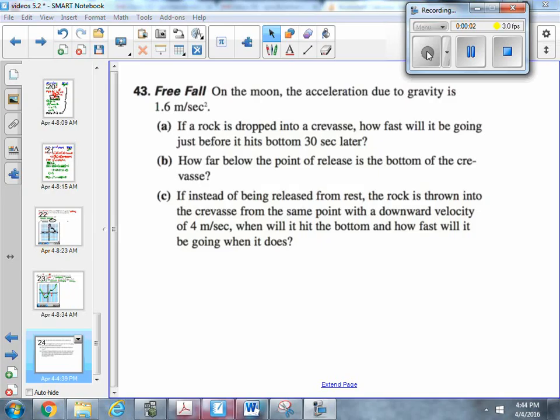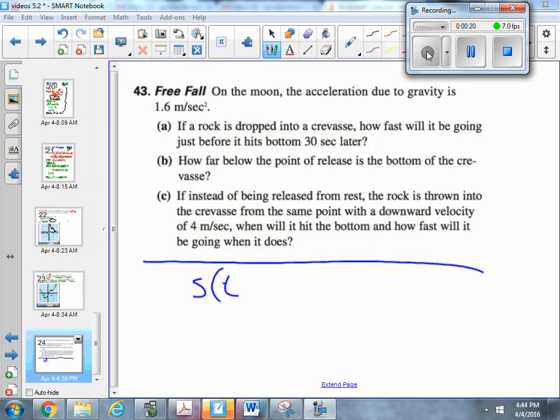This is a great word problem with practical application of some of the stuff that we've been learning. And I'm just going to start off with a little bit of a reminder that if I have a function that is a position function, we write the function s as a function of t. Position is a function of time. That's position.